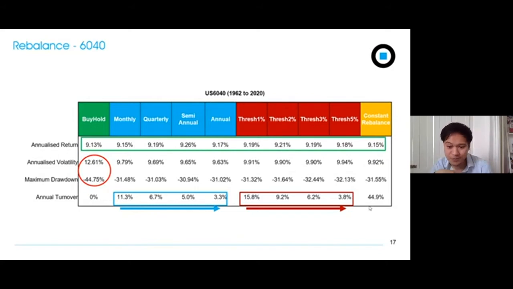An interesting parallel you may have noticed over this time period is that monthly rebalancing has roughly had the same turnover as 2% threshold rebalancing, quarterly the same as 3% threshold rebalancing, and annual rebalancing has roughly been the same as having a 5% threshold. However, this is just the big picture, and there are some nuances to all of this, which we'll go into in a moment.